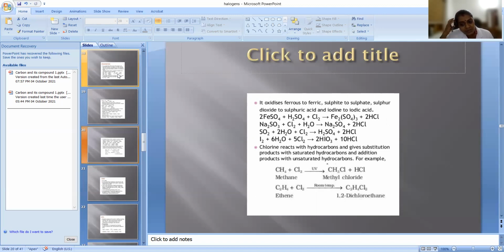Chlorine reacts with hydrocarbons in a substitution reaction. We know that one hydrogen will go, and in place of that one chlorine will come. So it will undergo substitution reaction in the presence of ultraviolet light.